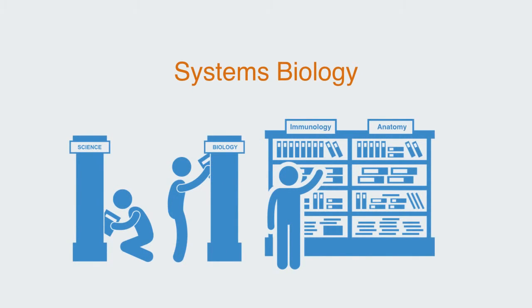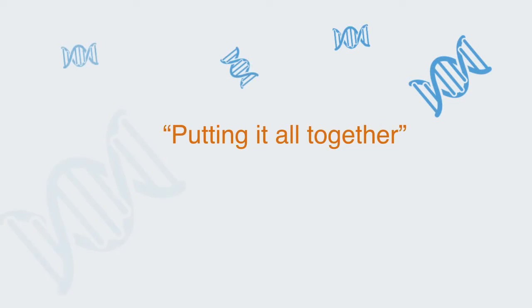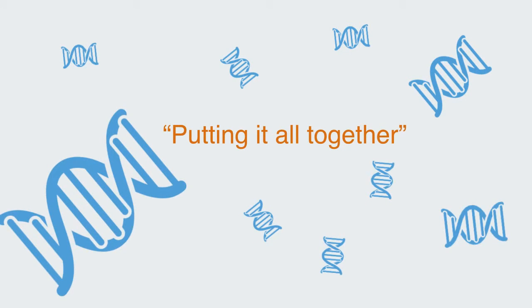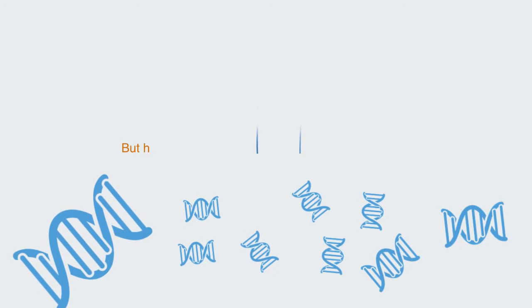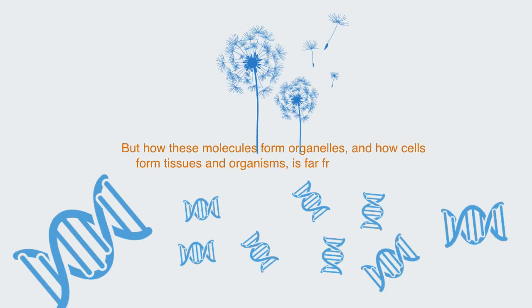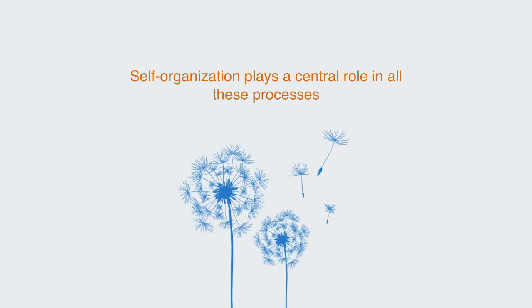An example of this new approach to science is systems biology, which recognizes that through the analytical approach we have gained a very thorough understanding of the component parts of biological systems, but that one of the greatest challenges in biology today is putting it all together. There is a large and rapidly growing body of information about the building blocks of cells, proteins, RNA, DNA, lipids, etc., but how these molecules form organelles and how cells form tissues and organs is far from understood, or equally, how in developmental biology the genome creates the organism. Self-organization plays a central role in all of these processes, and the answers are still largely a mystery.